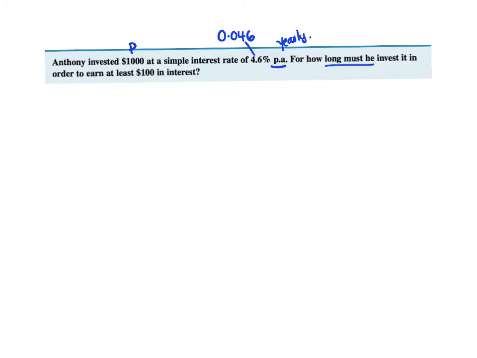How long, so this is the question, how long must he invest? So for us, that's the N is the question. In order to earn at least $100 interest. So when they say they earned $100 interest, that's the I. They're giving you the I. Okay? So we've got a few things that we know and one thing that we don't know.